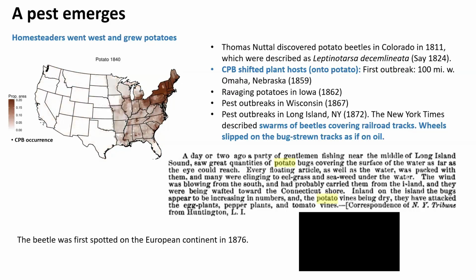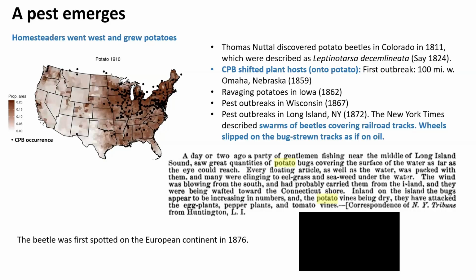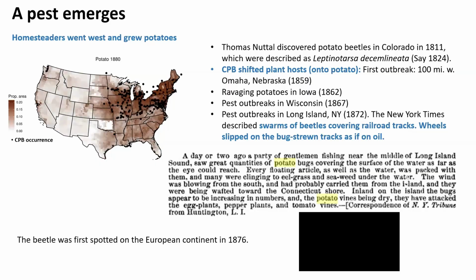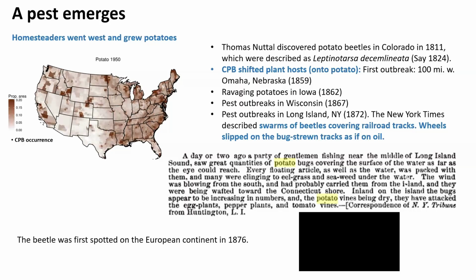I have this little quote here. This is a historical quote. I don't know if it's easy to read, so I'll just read a little bit of it. "A day or two, a party of gentlemen fishing near the middle of Long Island Sound saw great quantities of potato bugs covering the surface of the water as far as the eye could reach. Every floating article, as well as the water, was packed with them, and they were clinging to eelgrass and seaweed under the water. The wind was blowing them from the island, and they were being wafted into the Connecticut shore. They appear to be increasing in numbers, and they started to attack eggplants, pepper plants, and tomato vines." These are all plant species in the Solanaceous family that are very close to potato. So just this massive explosion of these insects attacking a kind of a vital food crop.